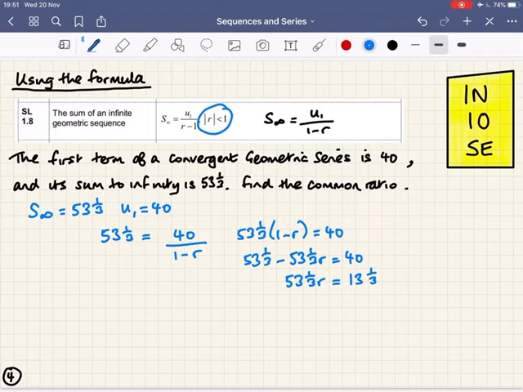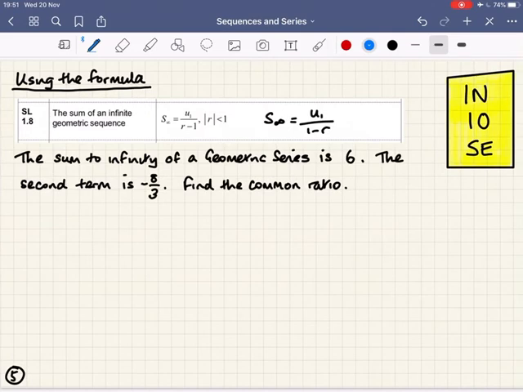And then we can calculate the value of the common ratio. r equals 13 and a third divided by 53 and a third, which is equal to 1/4. And sure enough, a value of r sits between 1 and minus 1. So we can work backwards and find the common ratio. What else might we be expected to do?